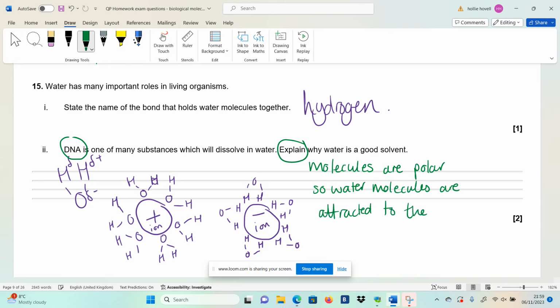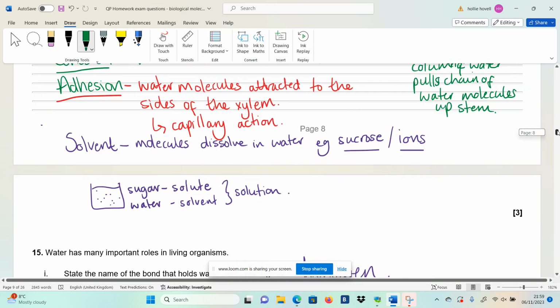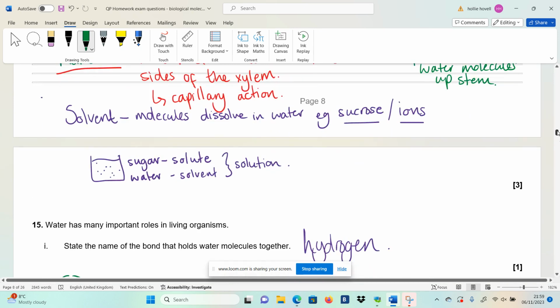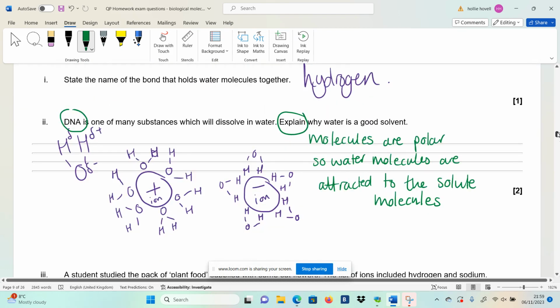to the solute molecules. Now, when you get questions about it being a good solvent, try and use the right language. So up here, I just talked you through the simplest example of sugar and water. Now the sugar's the solute, the water's the solvent. So whatever dissolves in the water is called a solute, and when they're together, they're solutions. So just bear that language in mind and try and use that word.